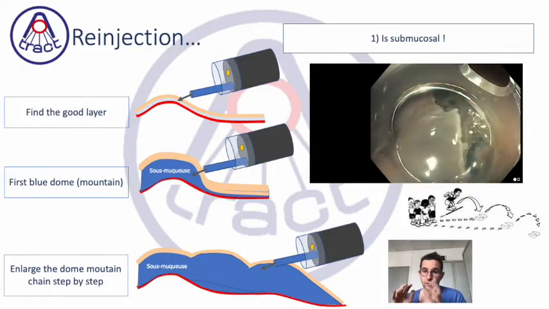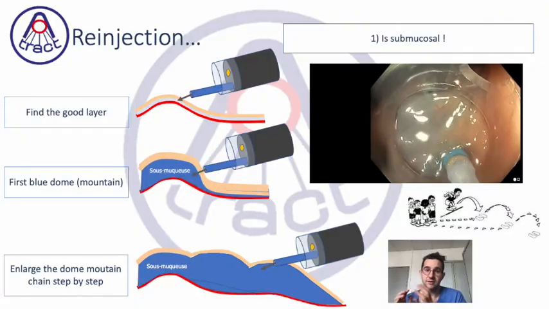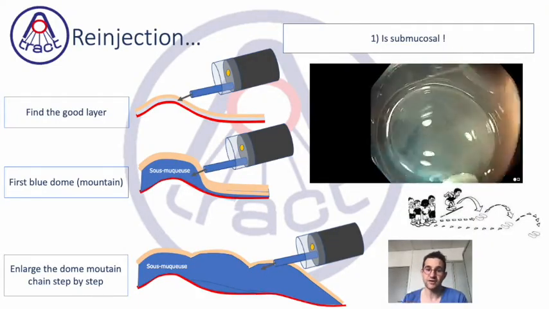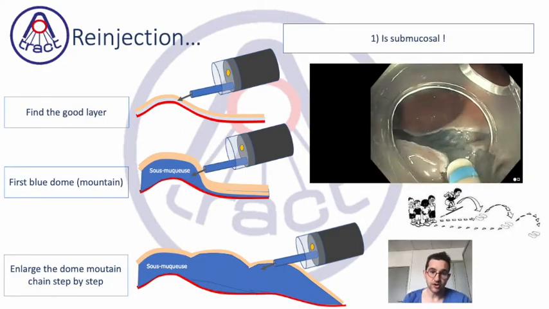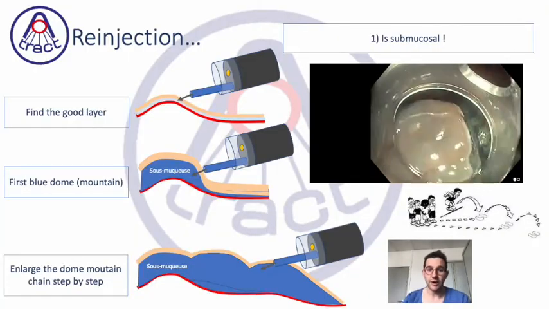I mean, you re-inject an area which has already been injected, not trying to inject from the beginning an area which has not been injected again. So for me, it is the best way to have an homogeneous injection to enlarge in the edges of your blue elevation.